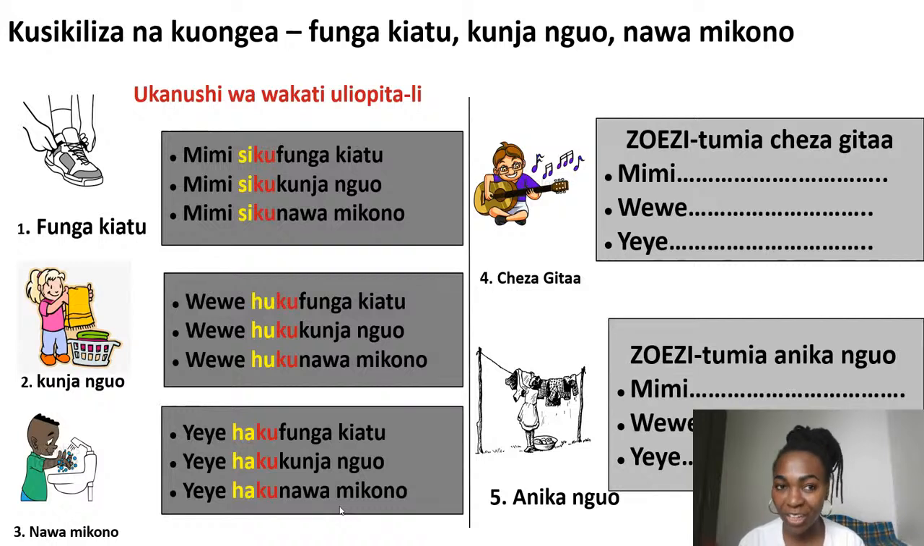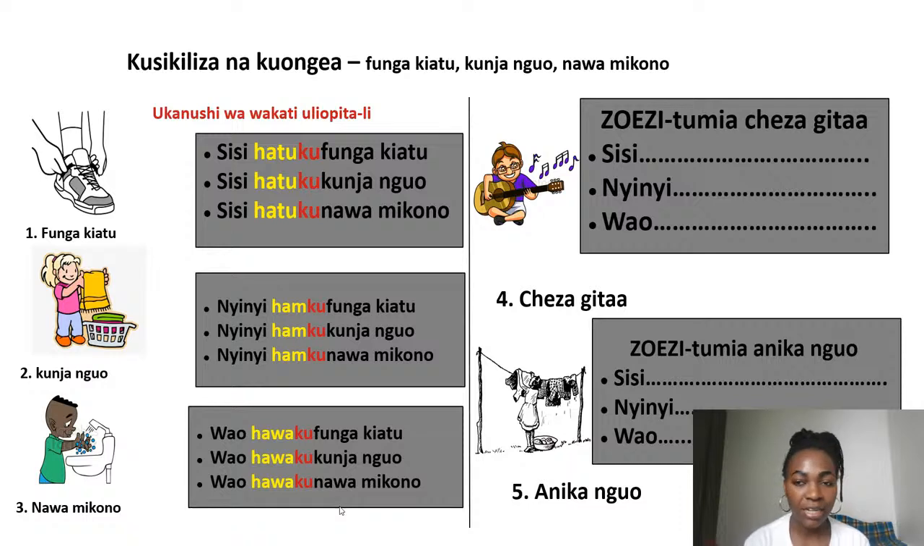Should I give you a minute? Okay, you can pause it. As we continue, yeah? Mimi nilicheza gitaa. So if you negate it, this is going to be mimi sikucheza gitaa. Mimi sikucheza gitaa. I believe in you and I trust you that you can do the rest of the exercise 1 and 2. And so let's look at its plural.